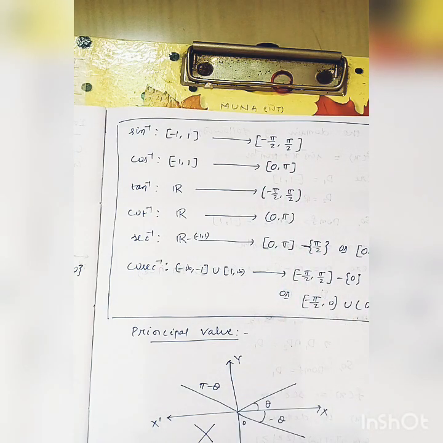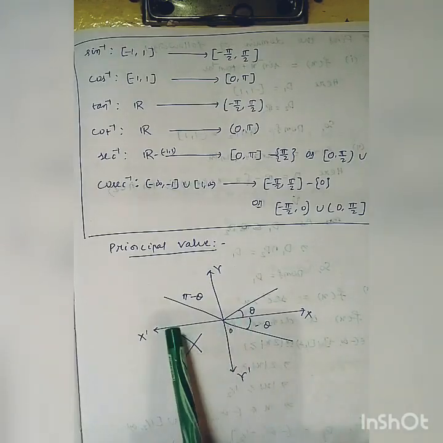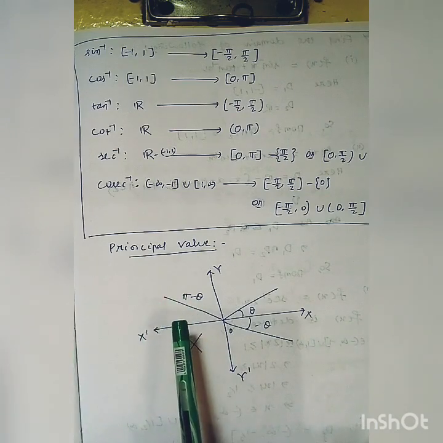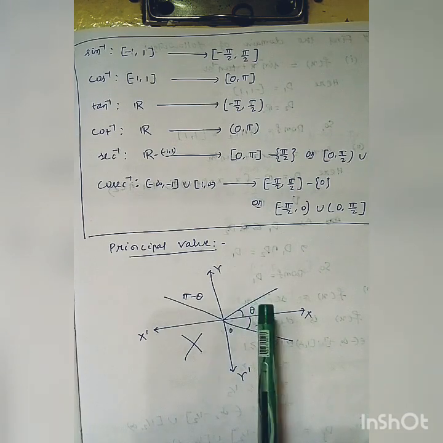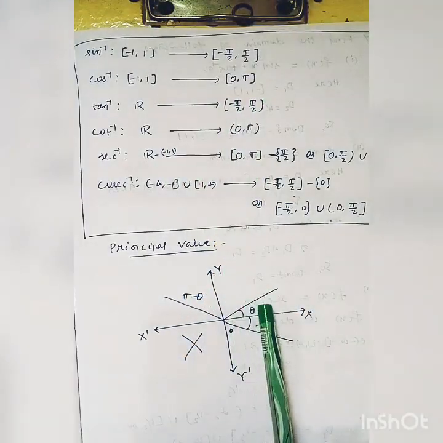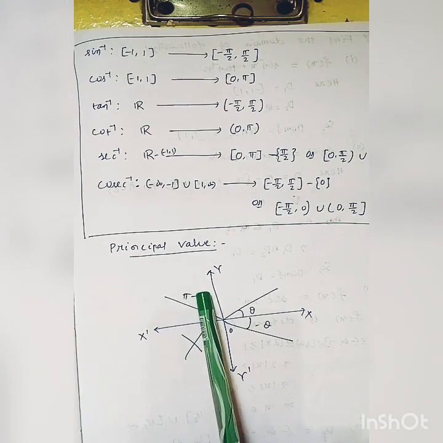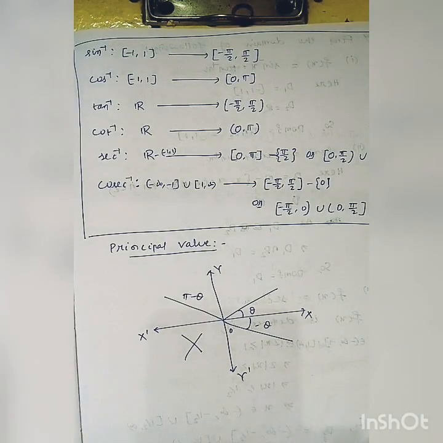Then, particularly if you consider sine inverse, if x is positive, the value lies between 0 to pi by 2, that is theta. If x is negative, it is minus pi by 2 to 0, that is minus theta. For cos, the range is 0 to pi. So for x positive, it is theta. If x is negative, it is pi minus theta. So you have to remember these domains and ranges of the principal value branches of the inverse trigonometric functions. Then you can solve the assignments.